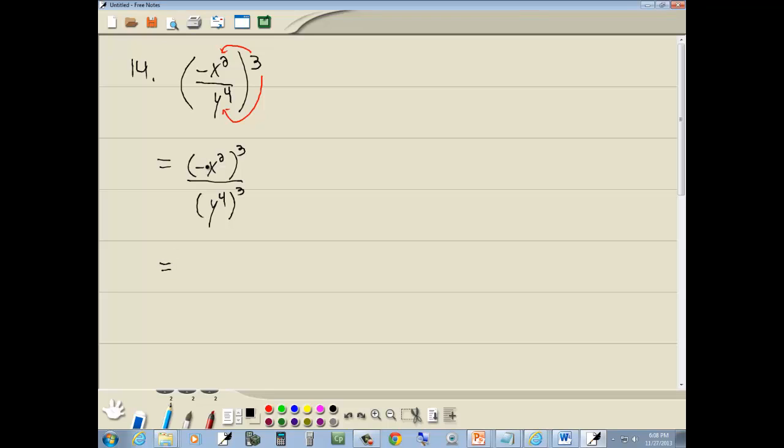Now when you're taking a negative to an odd power, it stays negative, so that's going to remain. Now x squared to the third power. When you're raising one exponent to another exponent, you multiply them together. 2 times 3 is 6, so we got x to the 6. Down below here, you're raising one exponent to another exponent, you multiply them together. 4 times 3 is 12. So our answer is negative x to the 6 over y to the 12.